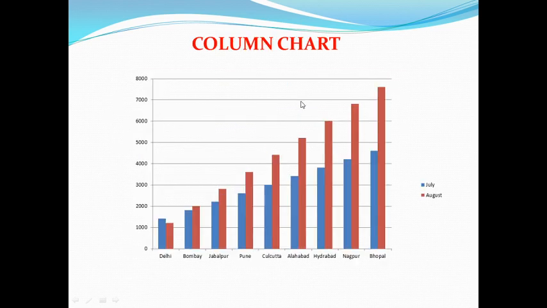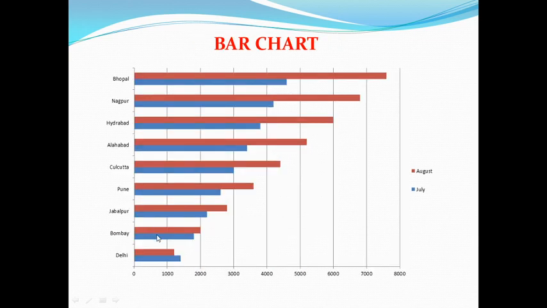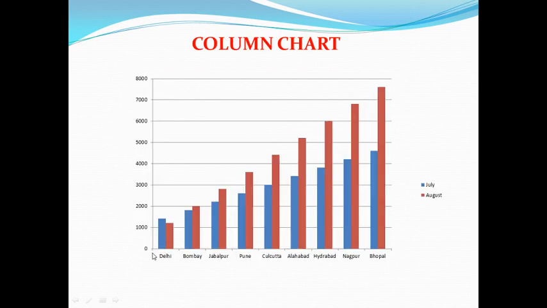Now let's see the column chart. This is the most common chart when you create a chart in Excel. By default it creates a column chart. In this chart the categories are on the horizontal axis and the values are on the vertical axis, just opposite to the bar chart. In a bar chart the values are on the horizontal and categories on the vertical. In a column chart the categories are on the horizontal axis and values are on the vertical axis.